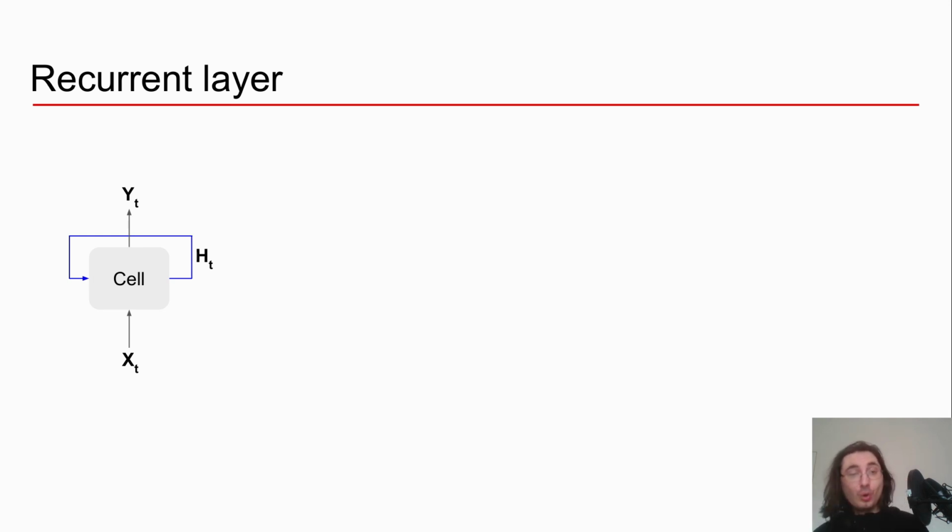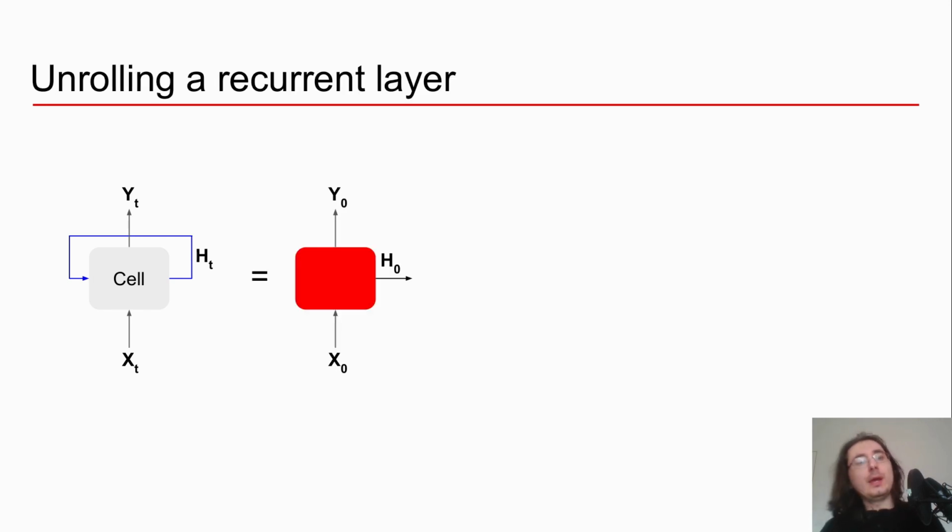Now, the whole point is that we have recursiveness here, because we are feeding back some information into the cell from a previous computation. So let's try to unroll this process into a linear way. Okay, so now let's imagine we have a sequence with n different steps.